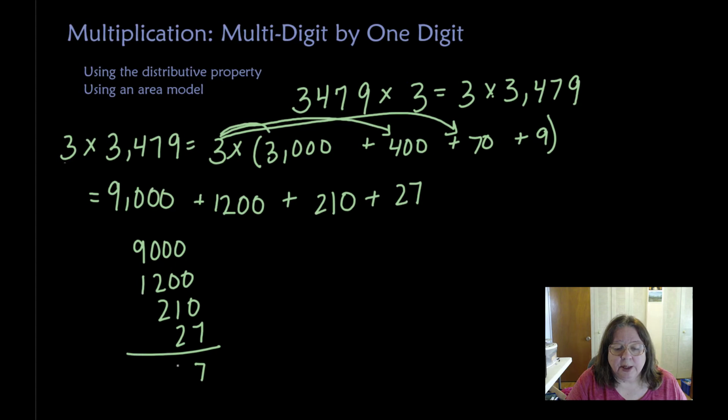2 plus 1 is 3. 2 plus 2 is 4. 9 plus 1 is 10. All right. I hope this was helpful.